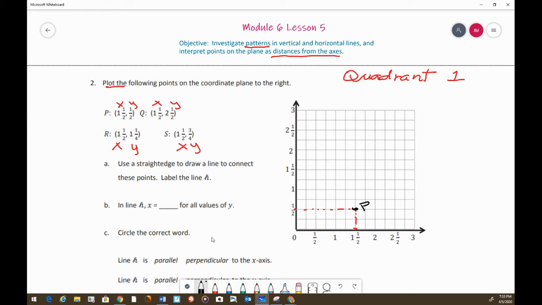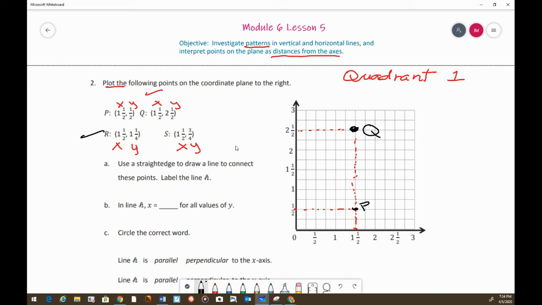Our next point is Q. Q has x equal to 1 1/2 again, so there is 1 1/2. And y is 2 1/2, so here's 2 1/2. This is going to meet again, 1 1/2 all the way up here. This is where they meet, and that is point Q. Let me make sure this looks like a point.